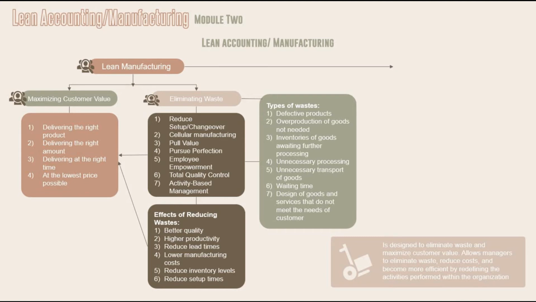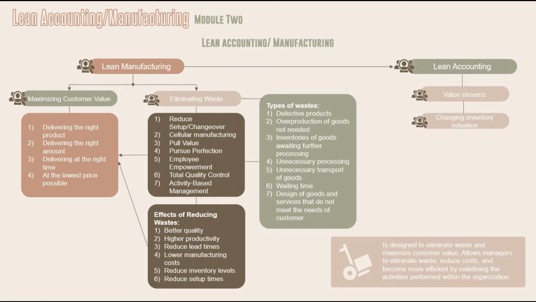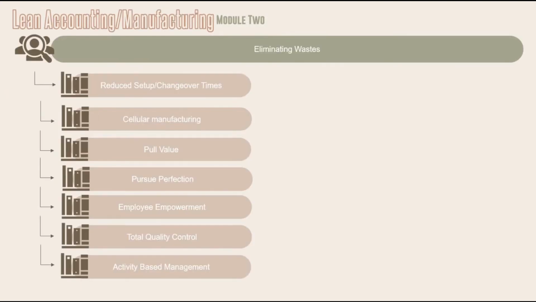All these concepts are connected to our first topic, which is lean accounting, which I will explain further later in the video. Lean accounting would include focused value streams, changing inventory valuation, and inclusion of non-financial information in the financial statements. Now let me explain further the ways in eliminating wastes.